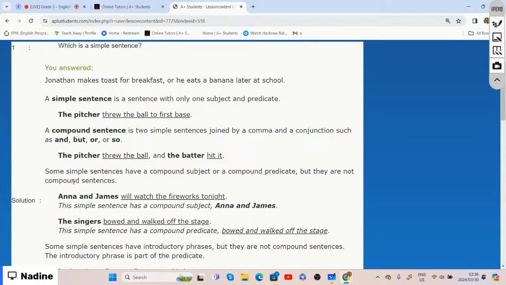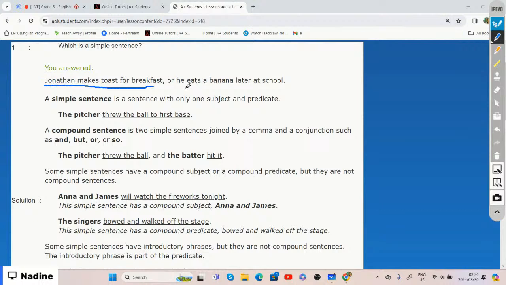because it joins the two sentences. We have the two sentences, which is Jonathan makes toast for breakfast, and we have he eats a banana after school, and then we have the word or, which is the conjunction that joins those two sentences. It joins those two sentences, right?